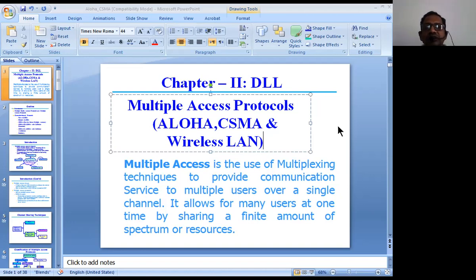Now let us focus on multiple access. What is the meaning of multiple access? Multiple access is the use of multiplexing techniques. As I was telling you just now, it is somewhat related to the multiplexing operation, so we use this term. Multiple access is the use of multiplexing techniques to provide communication service to multiple users over a single channel.